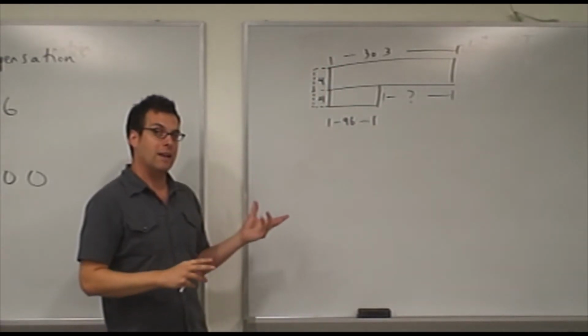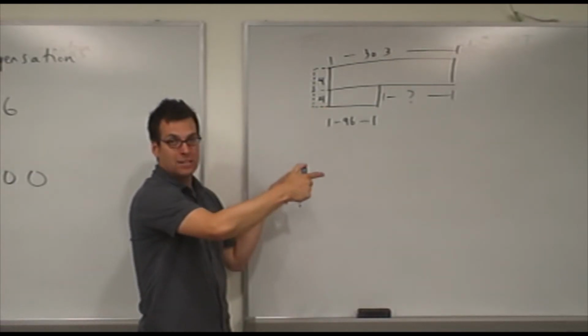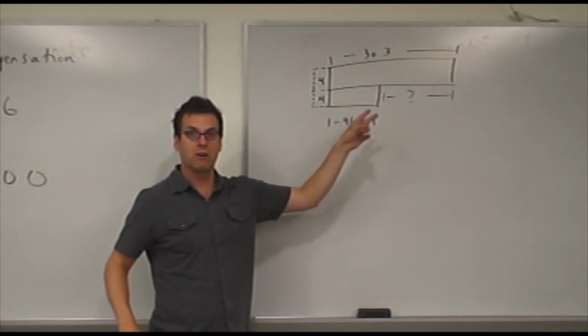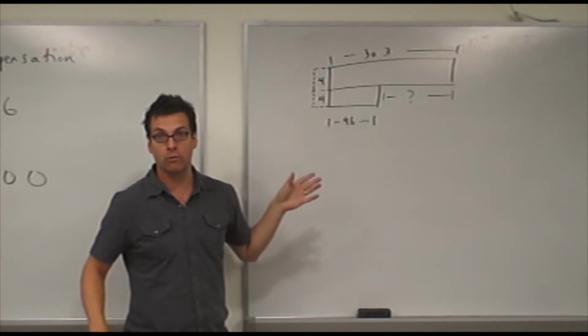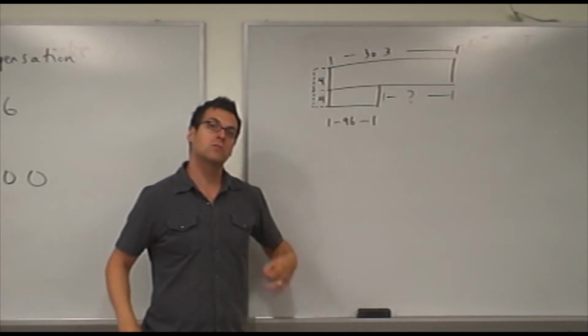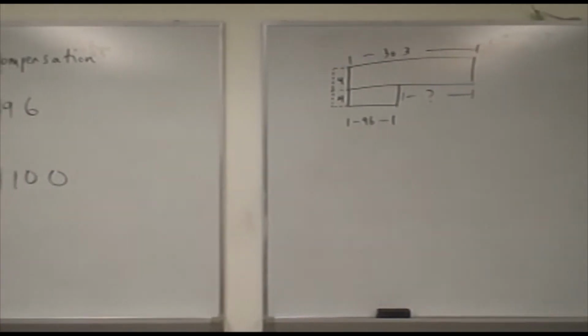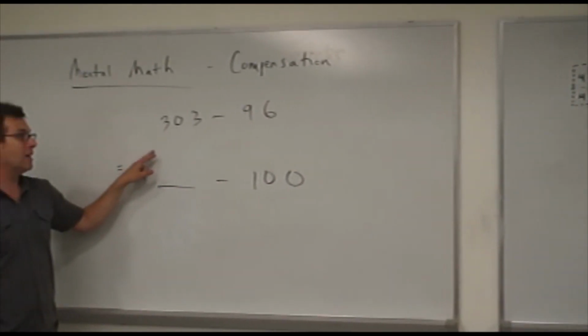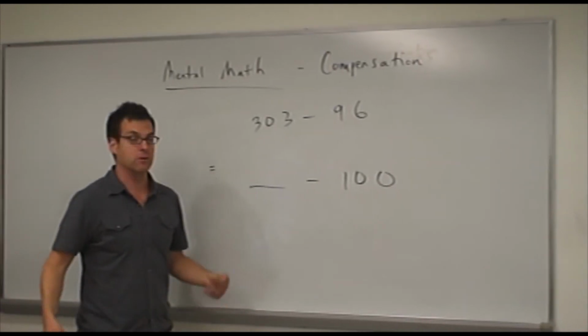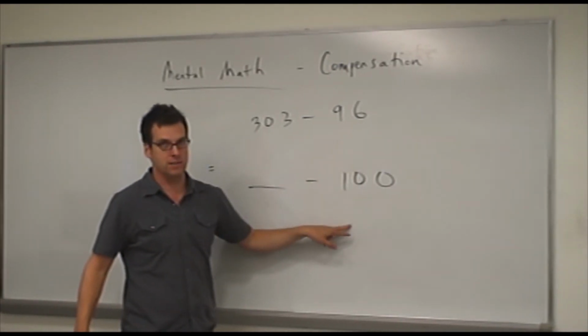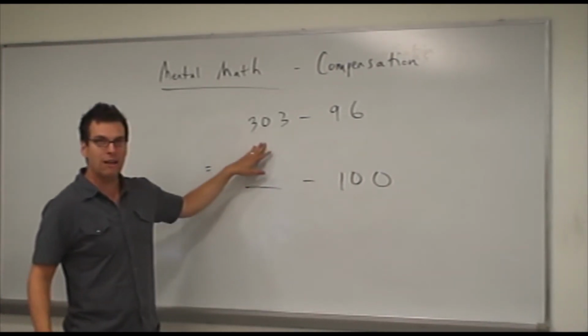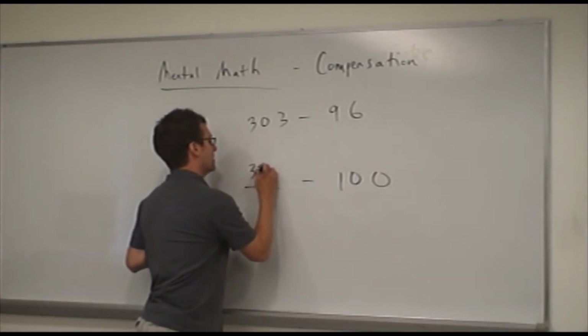The bars that I've created now are 307 minus 100. The difference in these bars is exactly the same as the difference in the 303 minus 96. So for this reason, it turns out that to compensate in a subtraction problem, I actually have to do the same thing to both numbers. For example, if I added 4 to 96 to get 100, I'm going to have to add 4 to the 303 to obtain, in this case, 307.